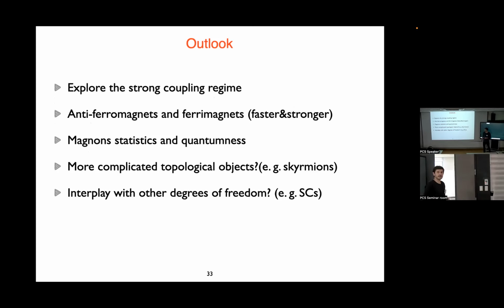Antiferromagnets and ferrimagnets, I think, exhibit much better energy scales. Magnon statistics is another thing that one could look at: what the magnons emitted by this automatically driven system look like. More complicated objects, like Christina was talking about, skyrmions. In the end, also there you have to prove the quantumness, so maybe it can be applied there, and maybe even interplay with other degrees of freedom, like superconductivity. Okay, thank you.